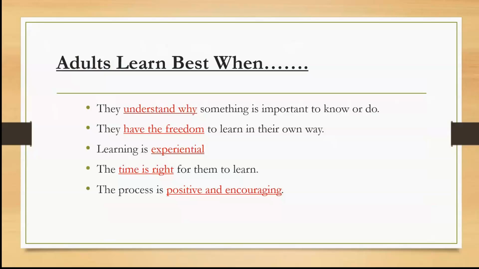So boiling all that down to plain English, adults learn better when they understand why something's important to know, when they have the freedom to make choices in their learning, when their learning is experiential. That's really important. We're going to talk about that in a minute. When the time is right for them to learn. They're not going to learn ahead of time because it's problem-based if it's not a problem for them.